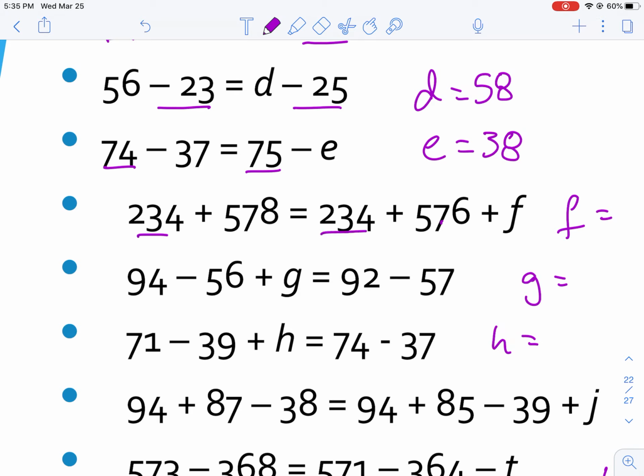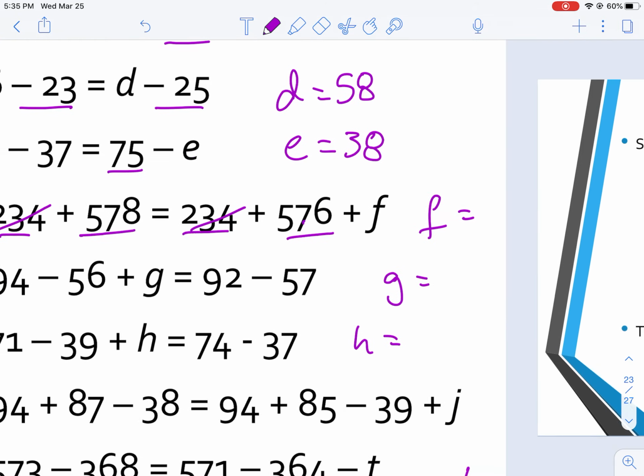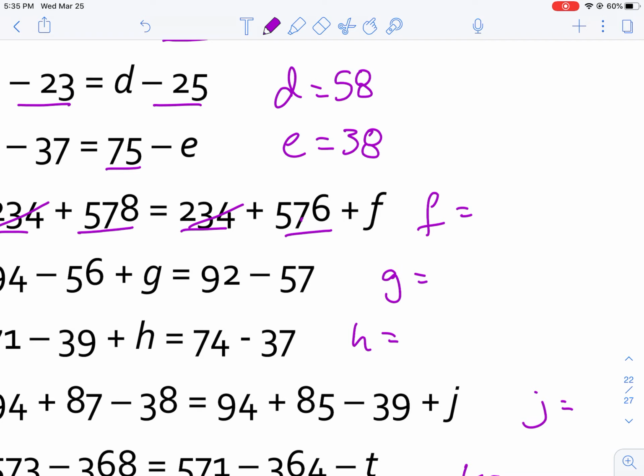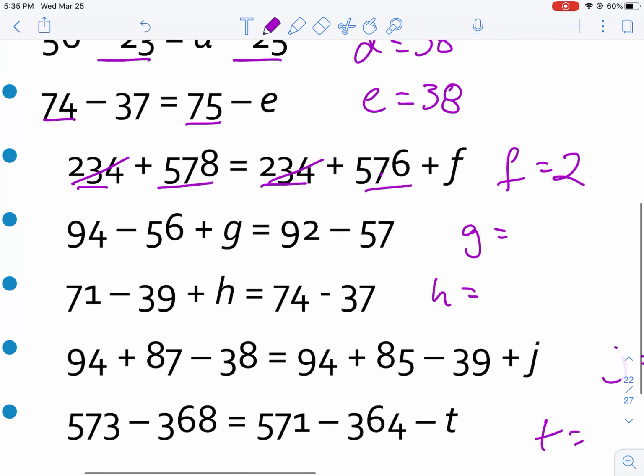Next example, we see these are the same, so I can kind of ignore them. 578, 576, there's 2 more on this side. So on the left side, I've got 2 more than on the right side. To compensate, F needs to be 2. Next example, we can see the 94 is fairly close to the 92. Subtracting 56 is fairly close to subtracting the 57. So let's think through this. I'm looking at G here.